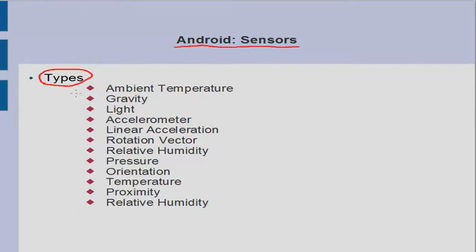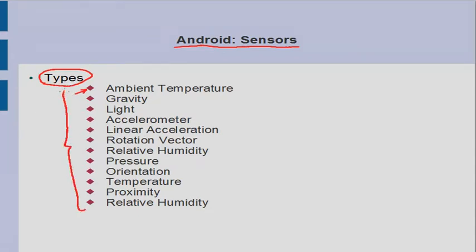So we can have, for example, ambient temperature, gravity, light, accelerometer, linear acceleration, rotation vector sensors, relative humidity sensor. We can have, for example, a barometer for the pressure measurement, orientation. For example, what is the orientation of the Android device at the moment, temperature, proximity, relative humidity in the atmosphere. So these are the kinds of sensors that we can have in any Android device.